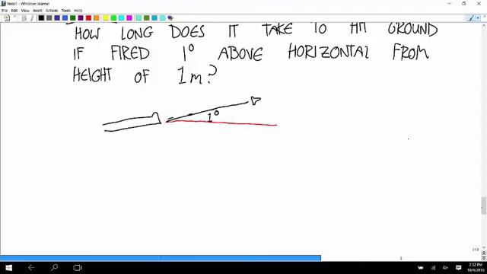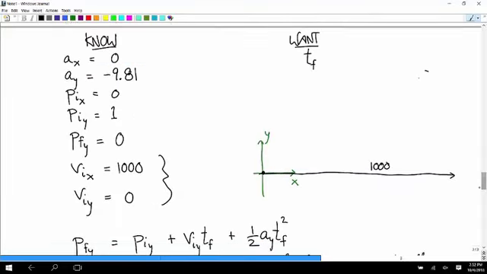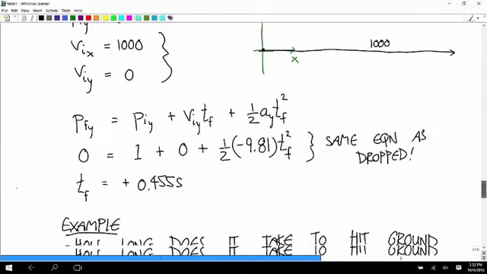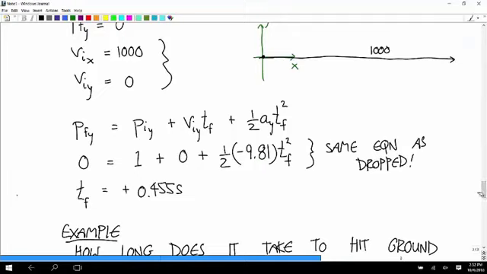So what was the... yeah, 1,000 meters per second. The thing to remember is the key to these two things being the same is that when you fired the bullet horizontally, the y component of the velocity was equal to 0. Okay? That was the thing to keep in mind. Now that it's being fired 1 degree up from horizontal, there is going to be some non-zero component for the y component of the initial velocity.